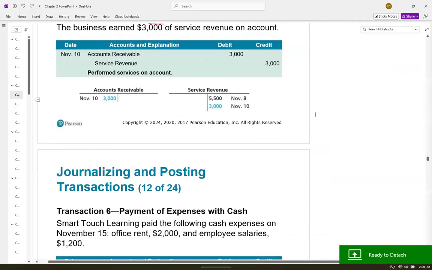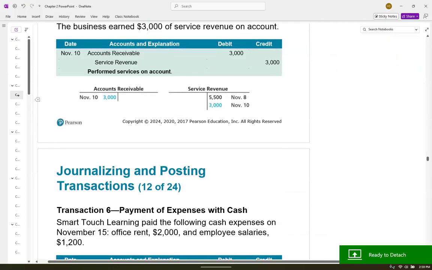Okay. So now let's go to transaction 6, payment of expenses with cash. We're paying for expenses with cash now. Okay. So we are going to date this the 15th, and cash is going to be going out for the total of all of these, but we are going to debit some expenses. Okay. We have office rent expense and we have salaries expense. So we will debit rent expense for 2,000.